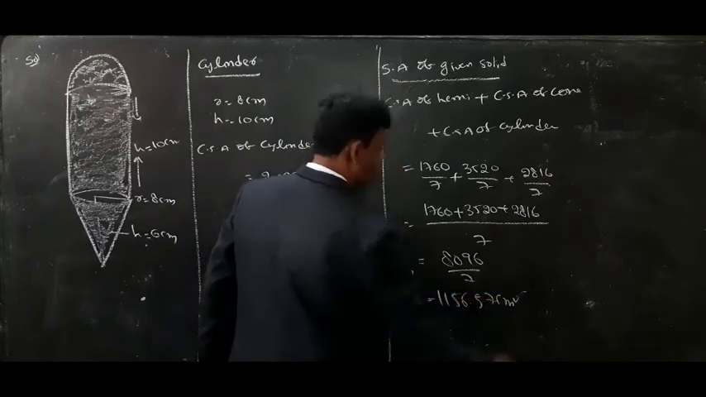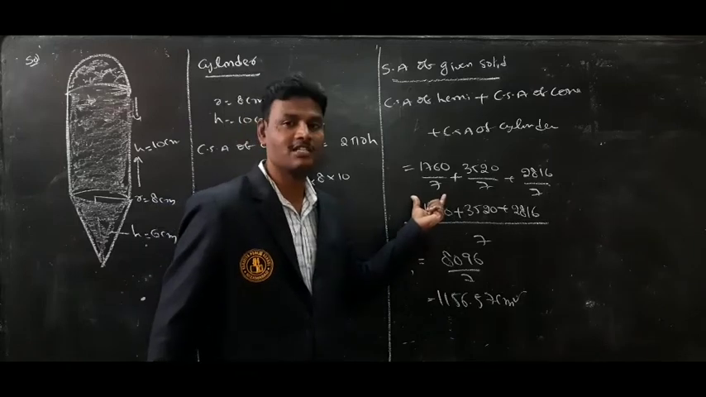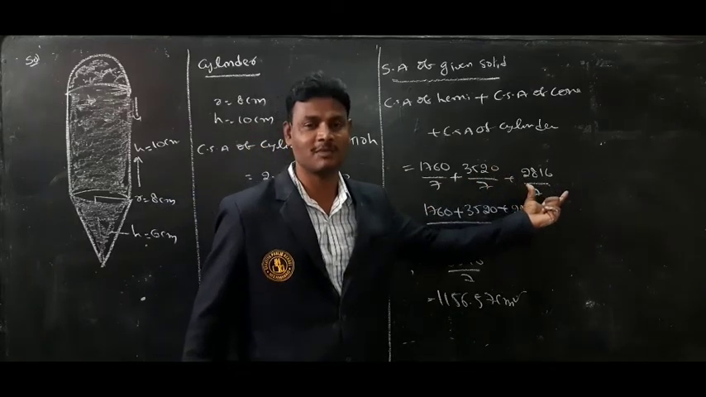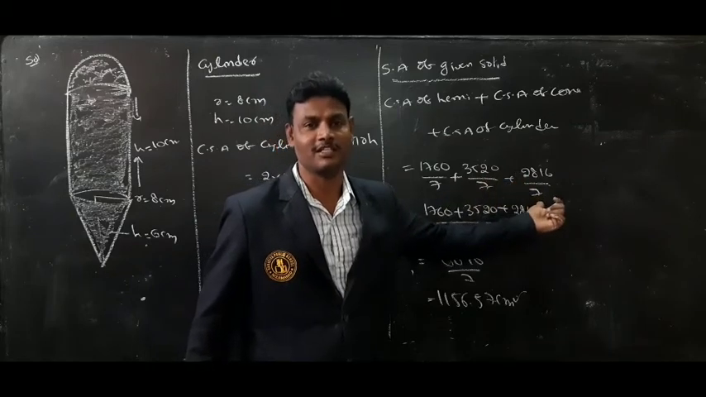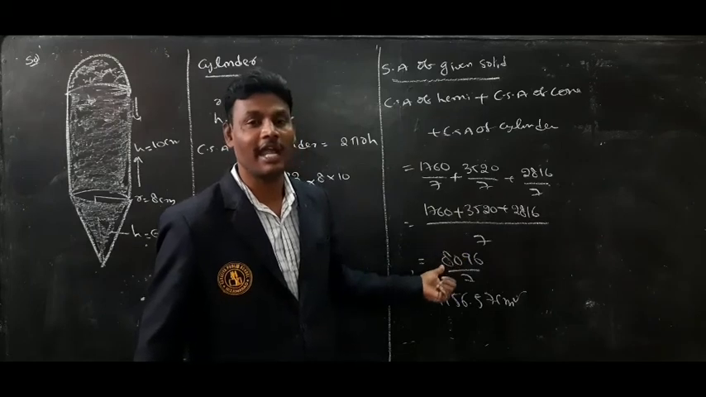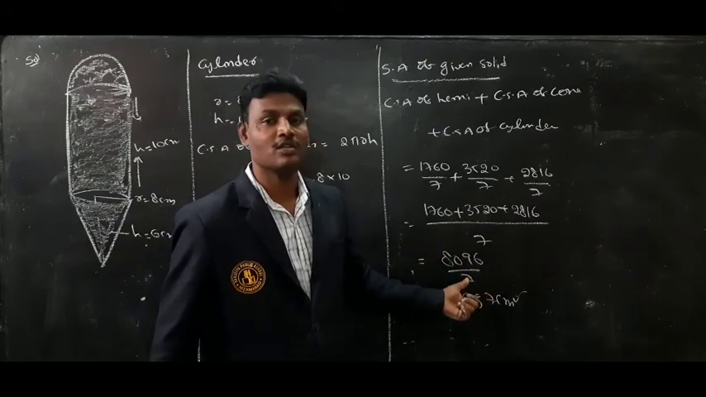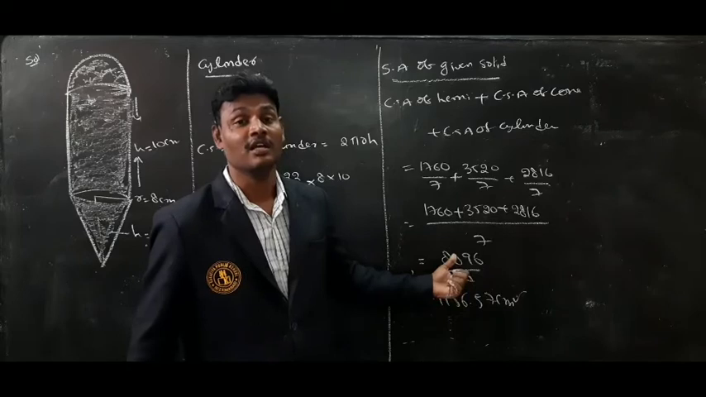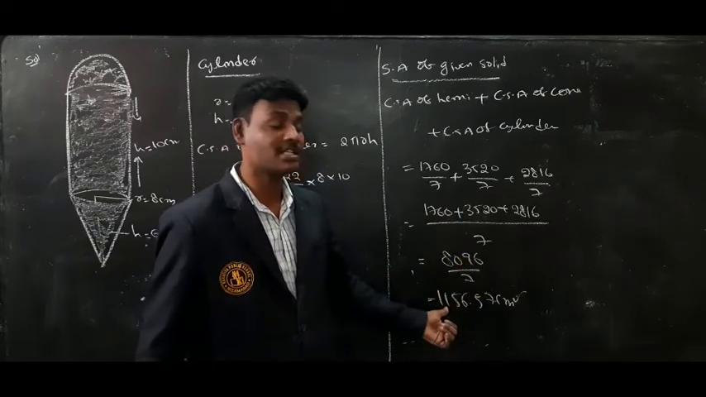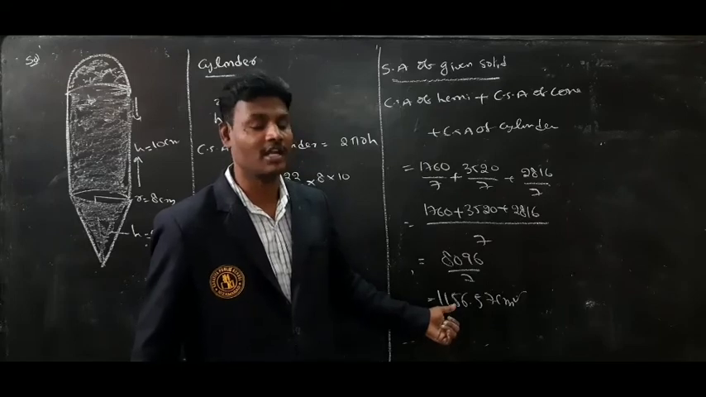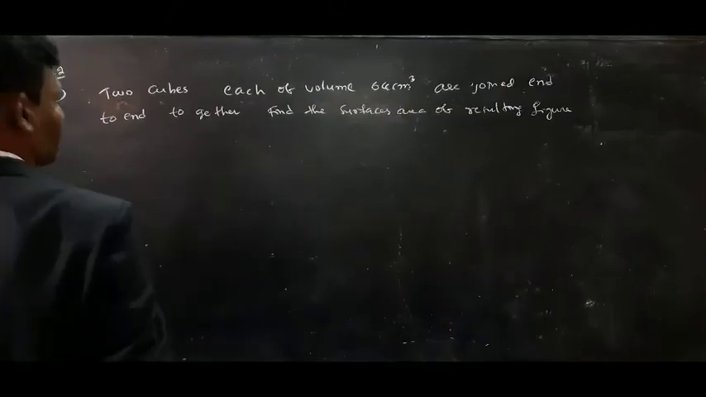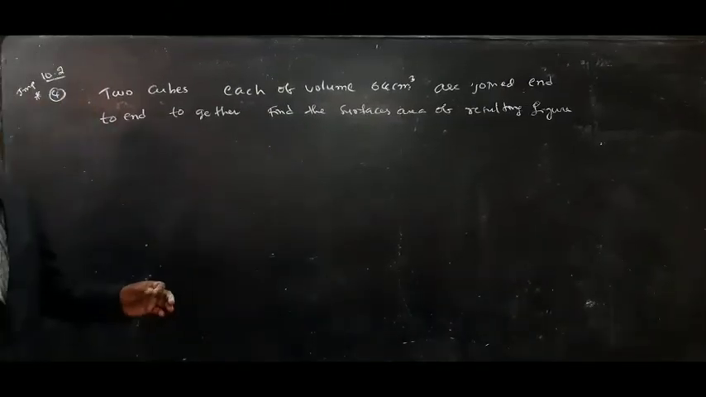1156.57 centimeters square. So here 1760 by 7 plus 3520 by 7 plus 2816 by 7, these three are like fractions. Why? Because the denominator is equal. Then by adding that, what do you get? 8096 by 7. So you divide 8096 by 7 and you get the answer 1156.57 centimeters square. Next question, here another important question.